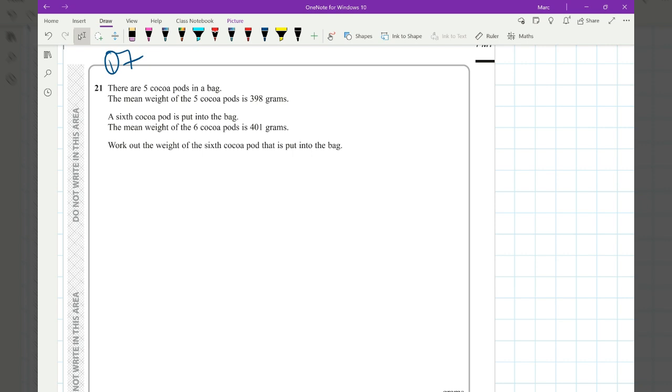There are 5 cocoa pods in a bag. The mean weight of the 5 cocoa pods is 398 grams. A 6th cocoa pod is put into the bag, and now the mean weight has changed. Work out the weight of that 6th cocoa pod.